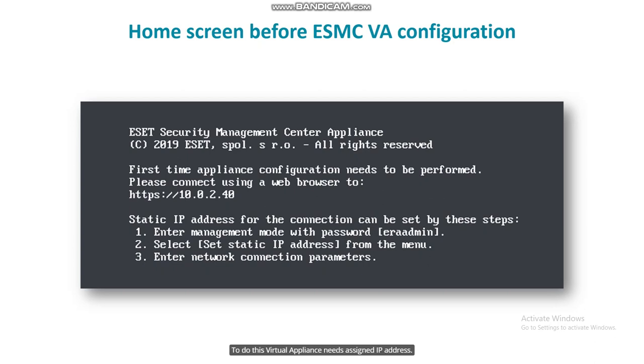To do this, the virtual appliance needs an assigned IP address. The easiest way to achieve this is to have a DHCP server in your network so that your ESMC virtual appliance is automatically assigned an IP address. Otherwise, you need to use the static IP assignment option.